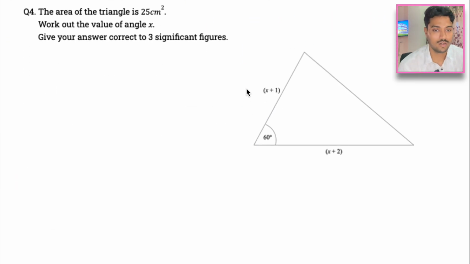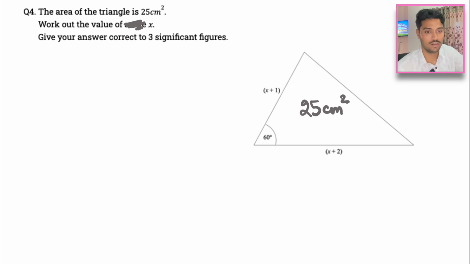Question number 4. It says the area of the triangle is 25 centimeter square. I'll write 25 centimeter square. That's the area given. Work out the value of x, not angle x, and give your answer correct to 3 significant figures. So let's try to solve this question.